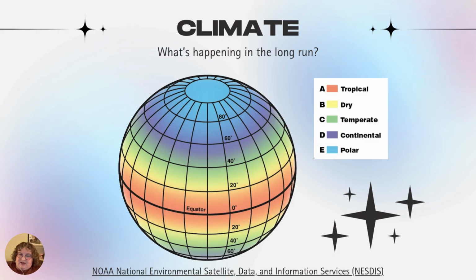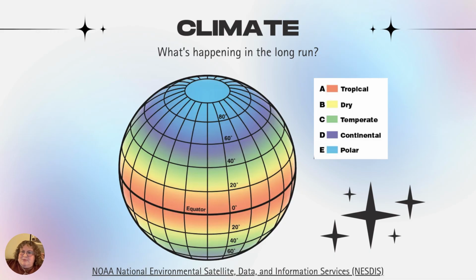So if weather is happening in the short term, then that means climate is happening in the long term. And our example here is a graphical representation of generalized climate zones across the globe. We have tropical, or hot and humid, near the equator, then hot and dry in yellow, between 20 and 30 degrees north in latitude. Let me see if I can put my pointer here. So from about here to here is the dry zone, which is going to be hot and dry.